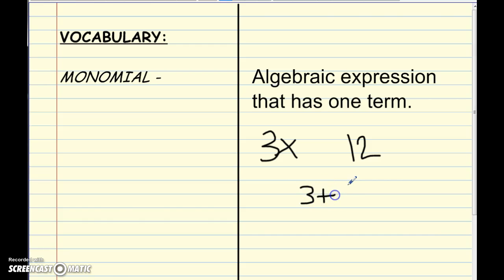3 plus x is an example of a non-monomial. This is actually a binomial because it has two terms. So today we're just going to work on multiplying terms like this. So let's get right into the examples. Hopefully you took a minute to pause the video and put that term in your vocab section.